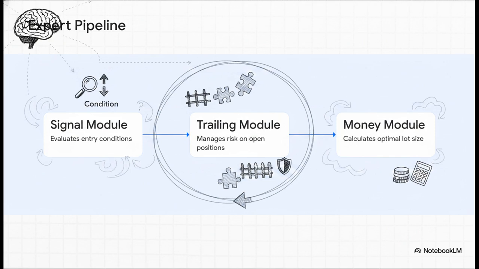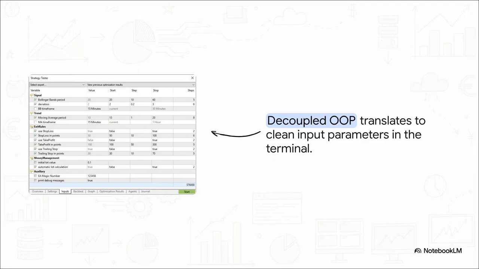First up, you have the signal module, which evaluates your entry conditions using methods like long condition or short condition. After that, the trailing module steps in to manage risk on any open positions. And then finally, the money management module independently calculates your optimal lot size. And here's the best part. Because these are completely decoupled, you can easily swap out your trailing logic without ever having to touch a single line of your signal code. It's incredibly modular.